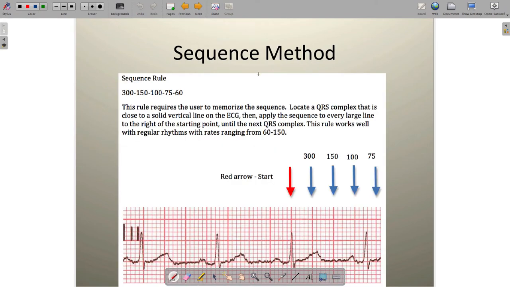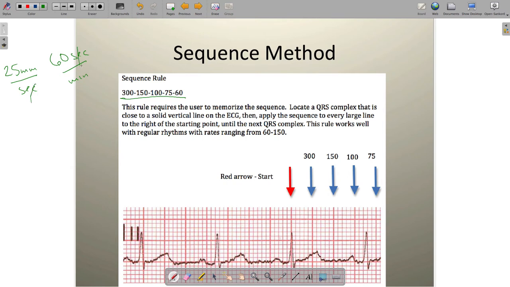All right, so let's take a look at another method. This method is called the sequence method. Now, above and beyond you just learning the sequence of numbers, I want you to know where these numbers came from, and here's where it comes from. If you'll recall, what is the standard paper speed of the EKG? That's right, it's 25 millimeters per second. And how many seconds in a minute? 60 seconds in a minute.